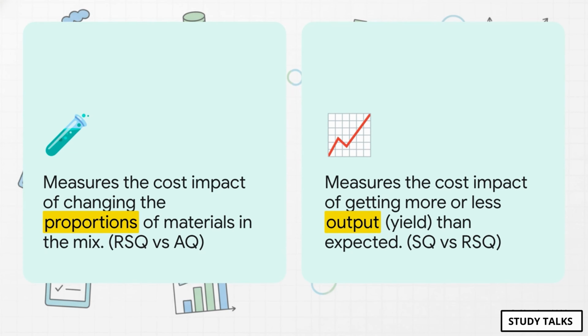Now that we have RSQ, we can finally split our usage variance into 2 parts. The material mix variance, which compares RSQ to the actual quantity, tells us the cost impact of changing our recipe. And the material yield variance, which compares the standard quantity to RSQ, tells us all about our overall efficiency. Did we get the output we expected from the total materials we put in?